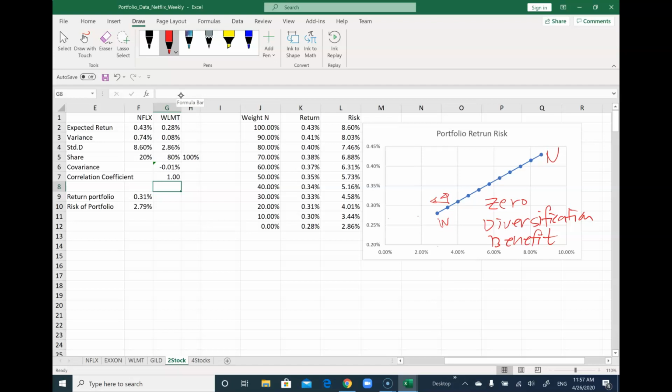So what this example illustrates is diversification is very important. When you do it well, it can reduce the risk and sometimes improve the return. But the benefit of the diversification really depends on the potential correlation coefficient between the assets in your portfolio.